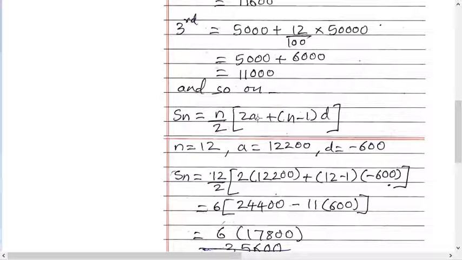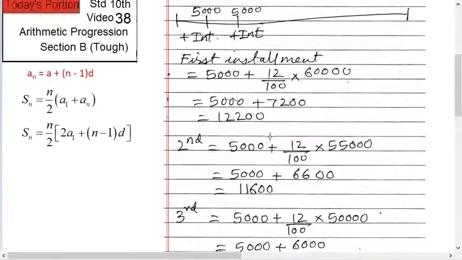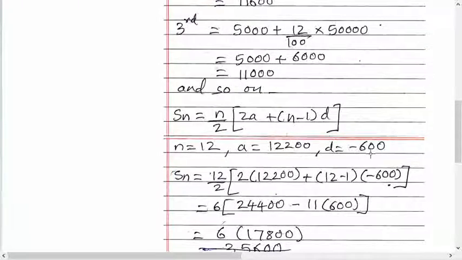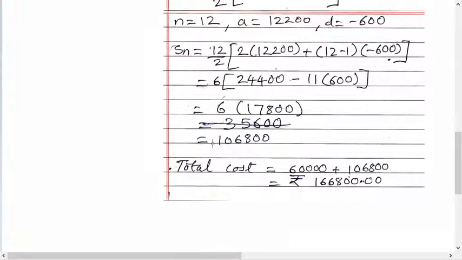Sn equals n upon 2 into 2a plus n minus 1 into d. So n is what? 12. A is what? The first installment, 12,200, and d is what? Minus 600. Therefore solve this now. Now it becomes simple. 12 upon 2 into 12,200 plus 12 minus 1 into minus 600. That is 6 into 24,400 minus 11 into 600. So the total is 106,800 if you solve this.